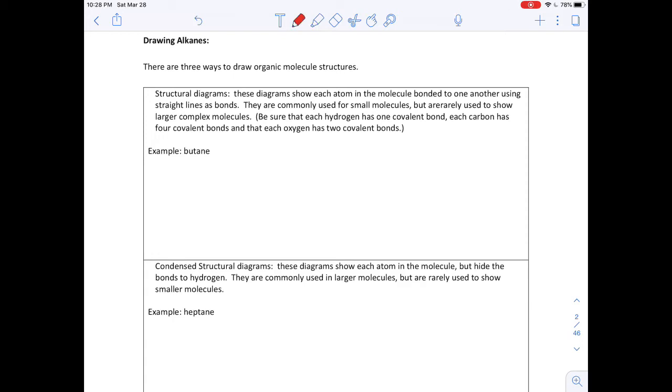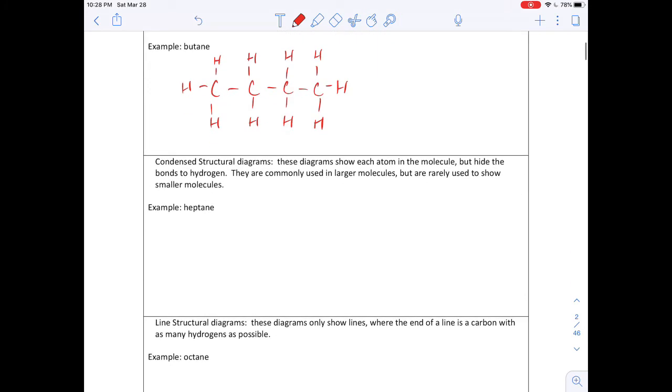There are 3 different standards. We have a structural diagram. For butane, which has 4 carbons, a structural diagram shows each of the hydrogens. It's pretty demonstrative. It shows everything, all the bonds, all the atoms.